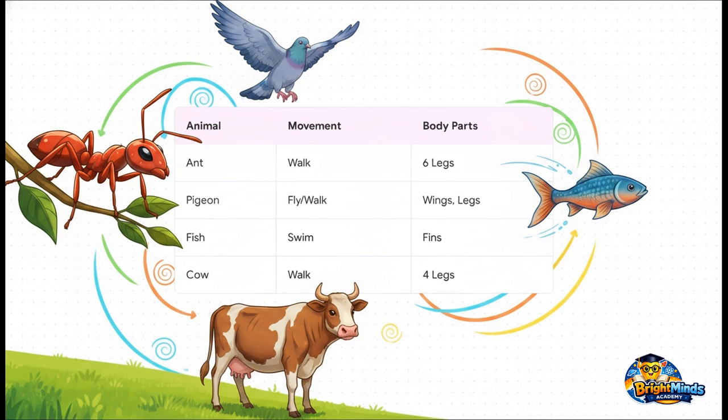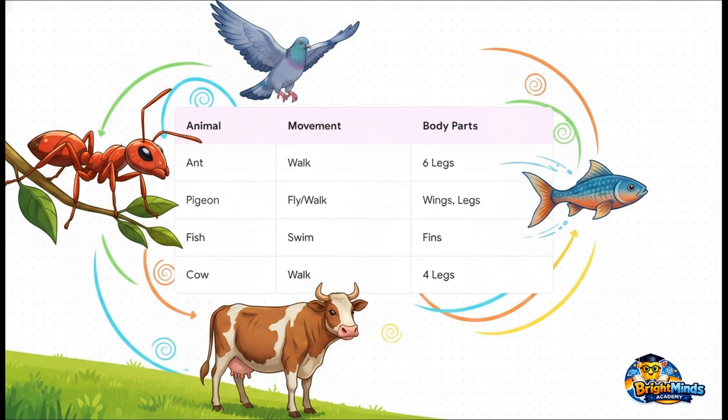And the diversity here is just wild. An ant equips 6 legs to crawl. A pigeon dual wields wings for flying and legs for walking. A fish goes for the fins and a streamlined body for maximum swimming speed. And a cow? It just relies on 4 sturdy legs to walk across a field.